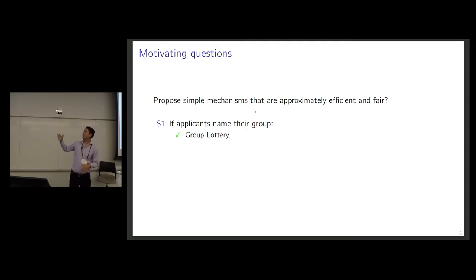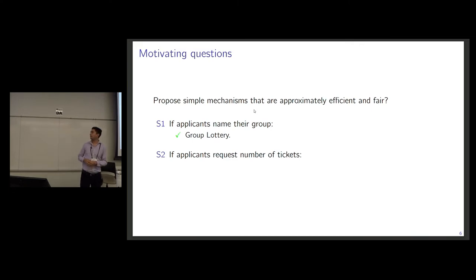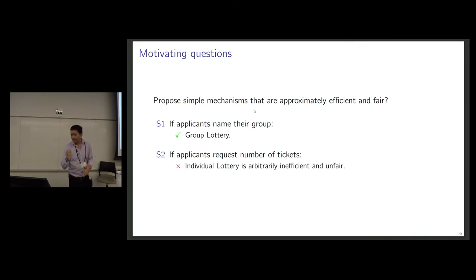Note that you must have an interface that allows you to declare who the members of your group are. So we also consider another setting where applicants can only request a number of tickets. In this setting, instead of saying that I'm in a group with Nick, I will say I want to request two tickets. And here, we're going to show that the mechanism that is most commonly used in practice, which we're going to refer to as the individual lottery, can lead to arbitrarily inefficient and arbitrarily unfair outcomes. However, we're going to propose a mechanism that only requires minor modifications to the individual lottery, and we will see that it obtains similar performance guarantees as the group lottery.